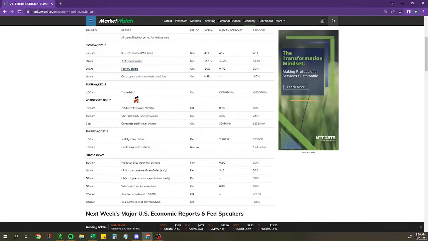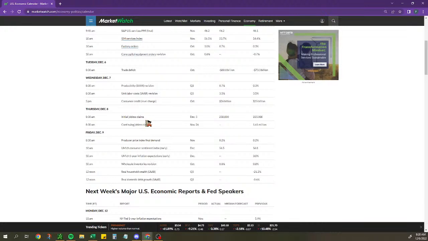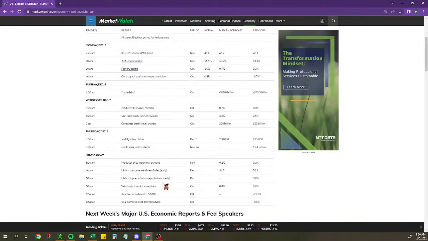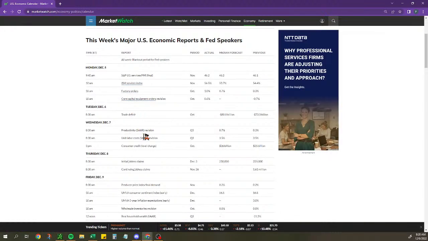Today we have a little bit at 8:30, trade deficit, and then it looks like we're clear the rest of the day. Tomorrow it looks like we've got some labor costs, productivity, and then some consumer credit later in the day. And then Thursday, Friday, we have our jobless claims and University of Michigan, producer price index, and a little bit of household wealth, domestic growth. So overall, kind of a light week, and today maybe kind of the lightest.